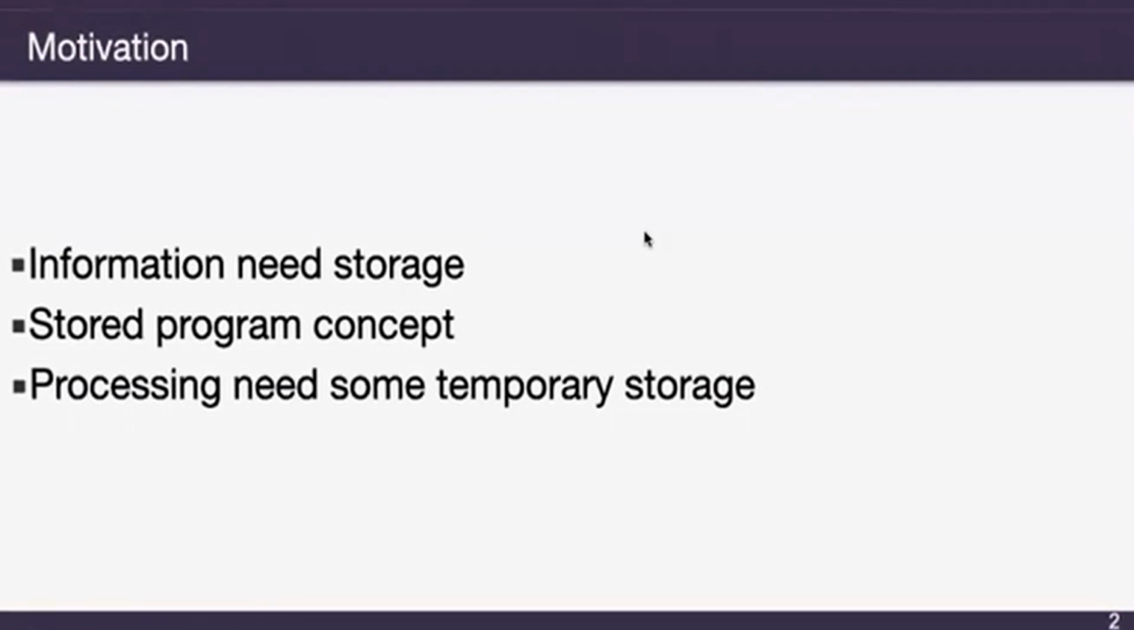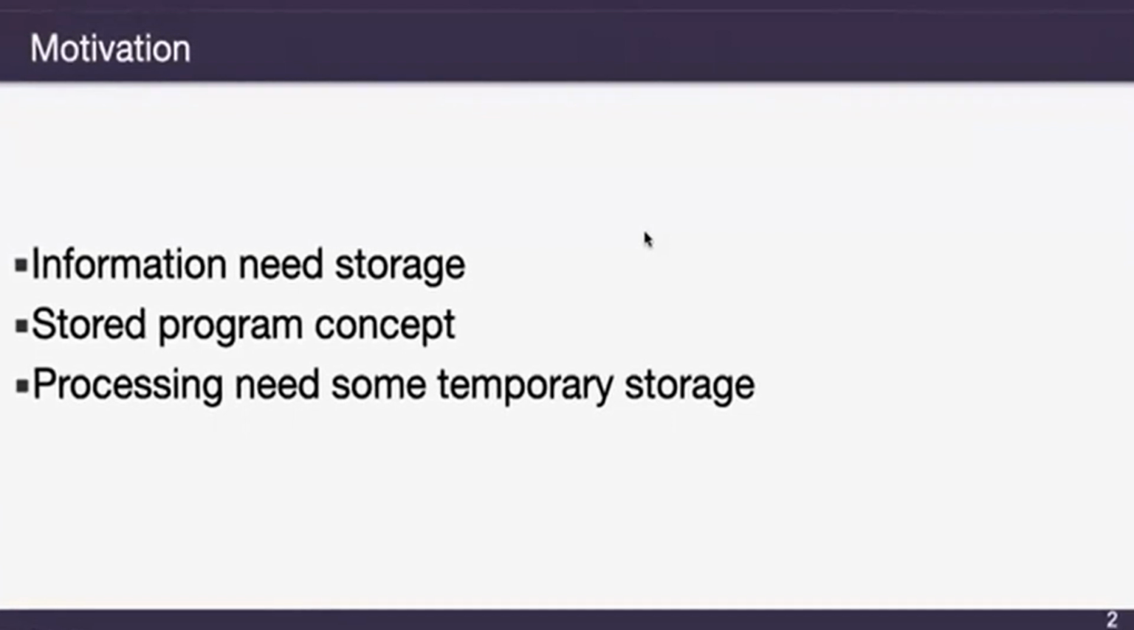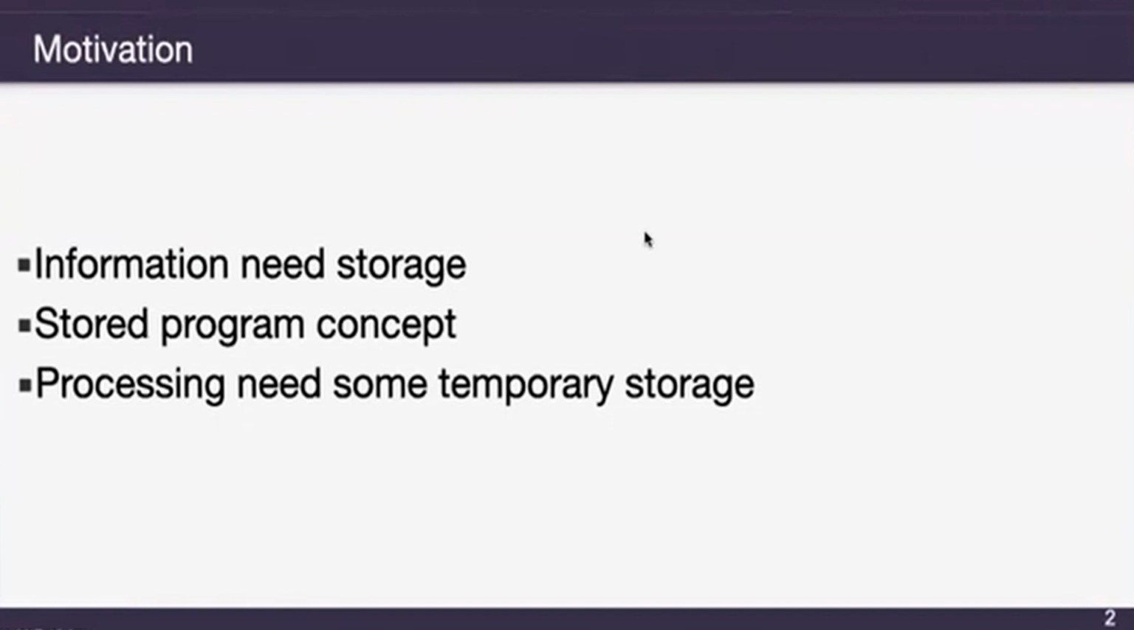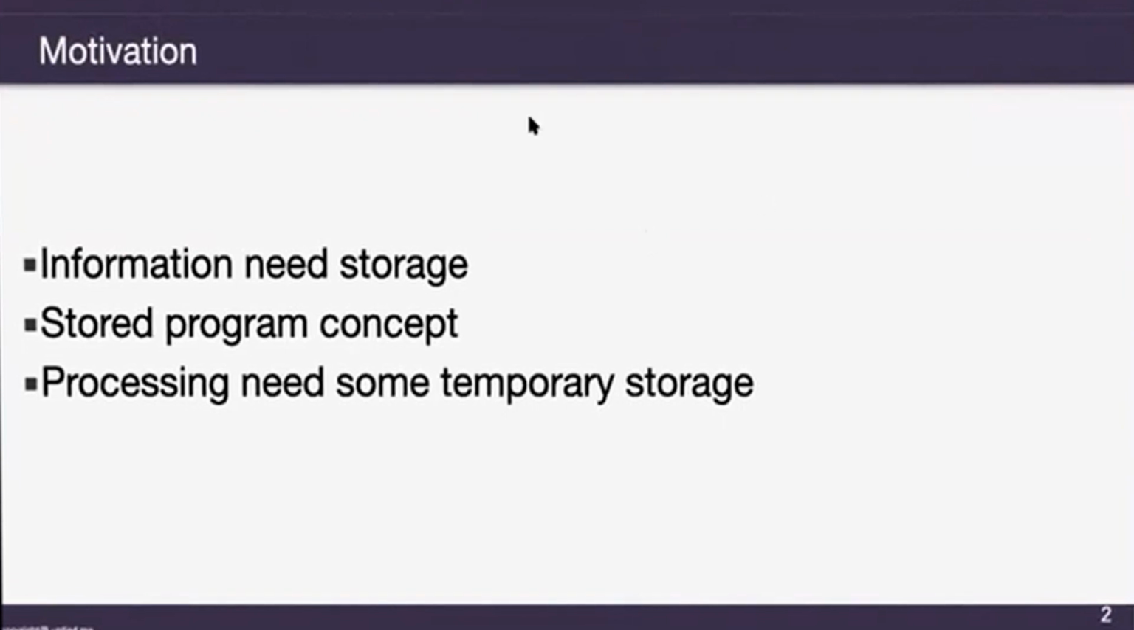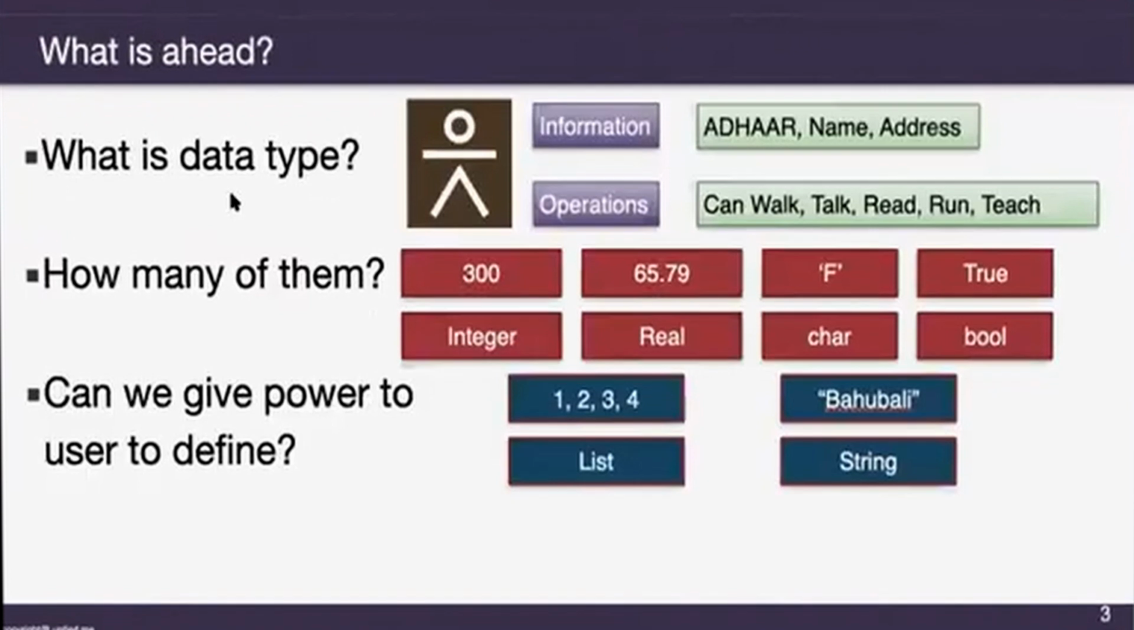One is when we are writing the program, then we need storage, and when our program is complete, we want to save the output. When we save the output in some permanent storage, we will handle that in file handling later on. But when we are doing the processing, we need to understand how to store that information and do the processing. That is part of this slide. So we will discuss the stored program concept, and processing needs some temporary storage. That is the purpose. First we discuss what a data type is.